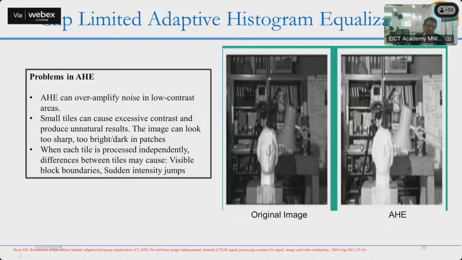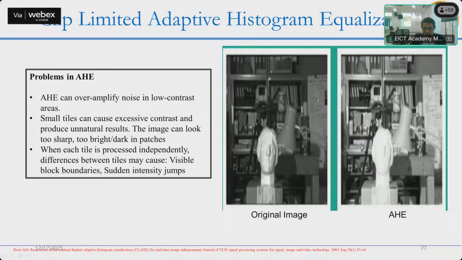But there are some problems in adaptive histogram equalization. It can over-amplify noise in low contrast areas. For example, in this image of someone's study room, a person is studying here, there is a lamp, and some board.